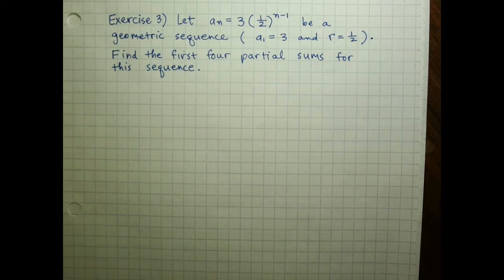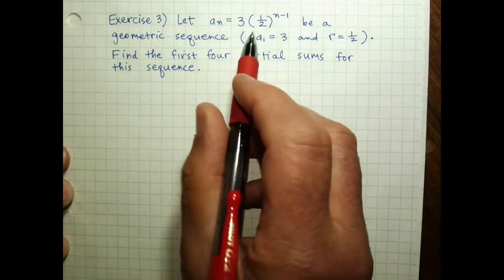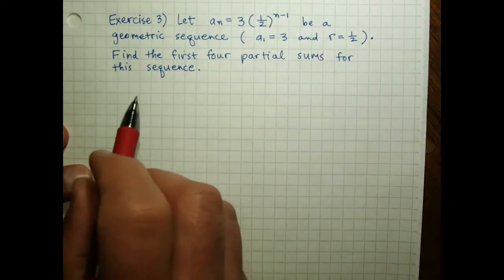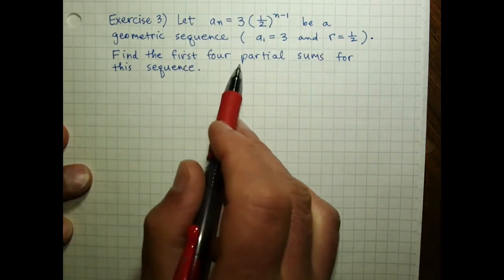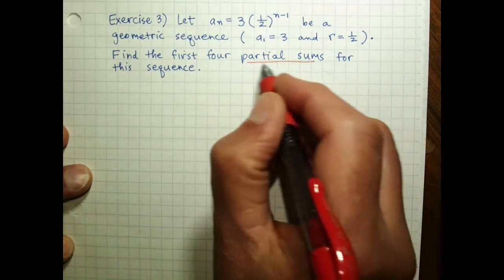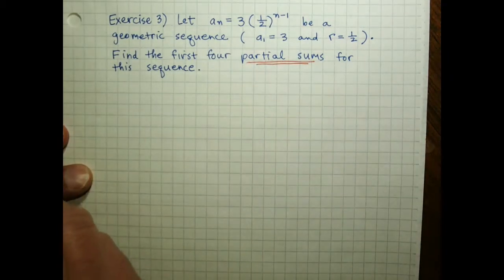This is a continuation of our work with partial sums. We're going to move right on to exercise 3 here. Let a sub n equal 3 times 1/2 to the n minus 1 be a geometric sequence. And we want to find the first 4 partial sums for this sequence. We've been talking about what partial sums are.